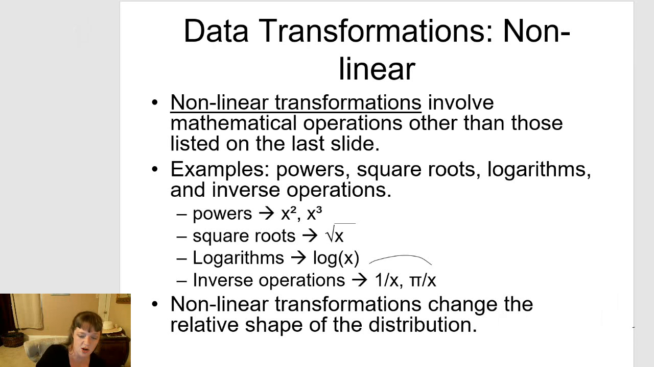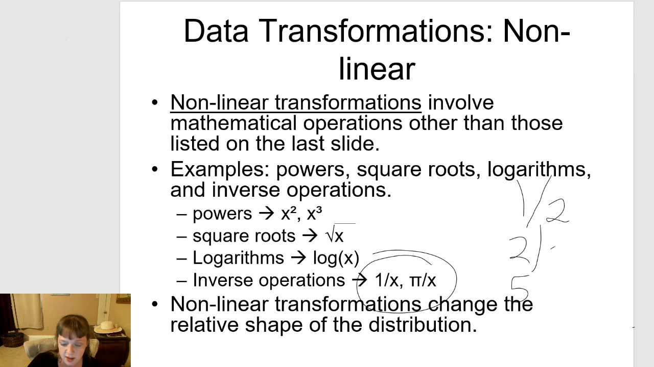So this is a nonlinear transformation as well. Let me give you my set of scores from before: 1, 2, and 5. If I was going to divide everyone's score by 2, that would be x divided by 2, and that would be a linear transformation, right?